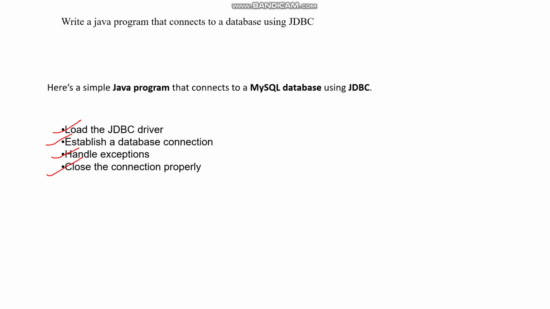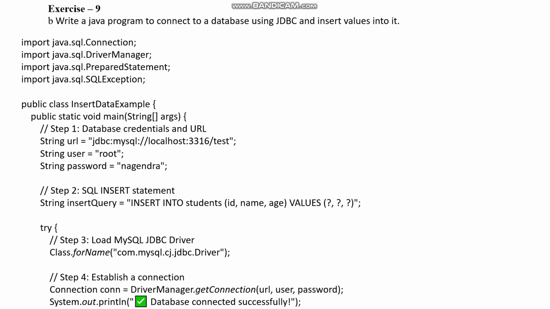To connect the database, there are 4 steps. The first one is we have to load the JDBC driver. Load the JDBC drivers, and after that establish the database connection. After that, handle exceptions which occur during the database connection, and the last one is to close the connections properly. Right.